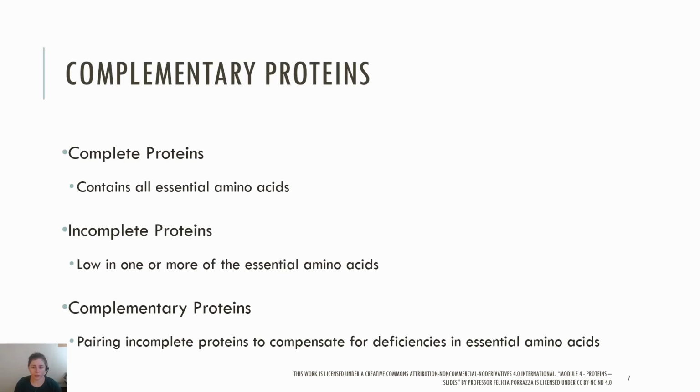Complementary proteins are when you combine two incomplete proteins to compensate for deficiencies in essential amino acids. An example would be peanut butter and whole wheat bread or beans and rice. Now, with that said, our cells require a pool of essential amino acids for synthesis of proteins. It isn't necessary to worry about consuming complementary proteins at the same time. The emphasis is on getting a balance of protein and a variety throughout the whole day.